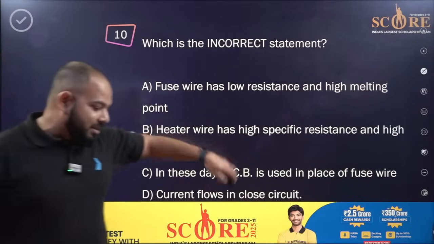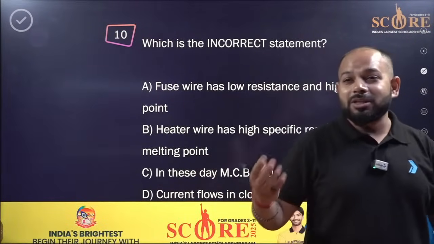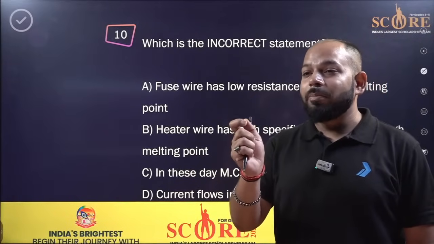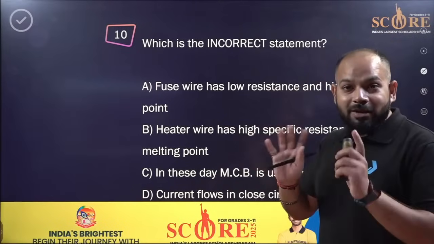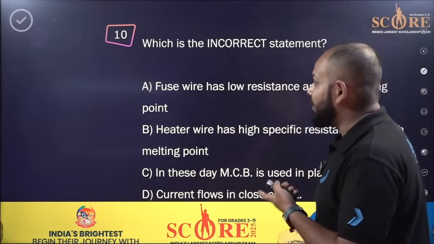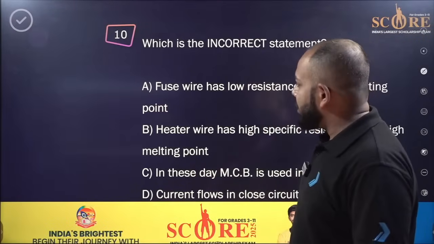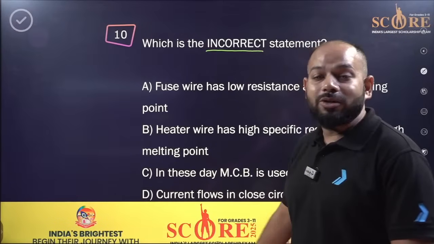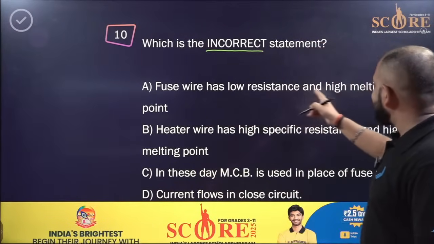But let's complete this one part. Very interesting questions are there from the magnet. You're going to learn a very interesting part of the magnet. So don't forget to join the session next time also. Okay, so which is the incorrect statement? That means, see again, the term incorrect wants to ask the wrong one, not the correct one. Fuse wire has low resistance and high melting point.